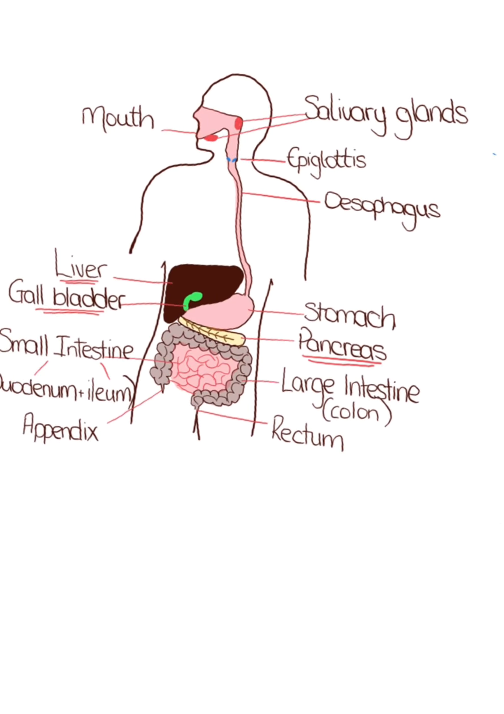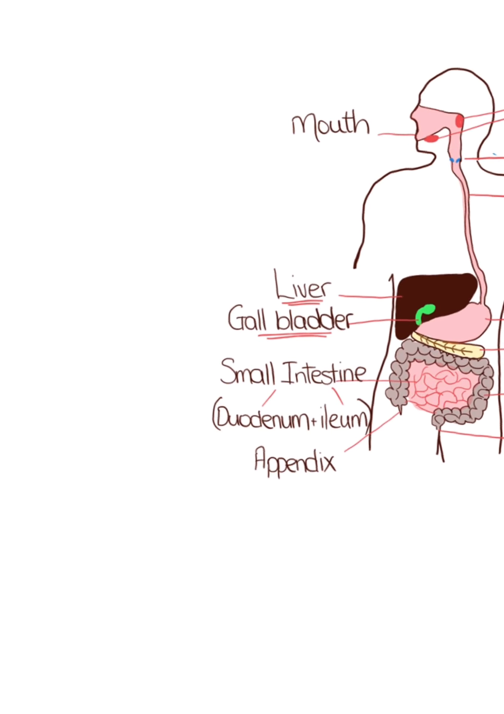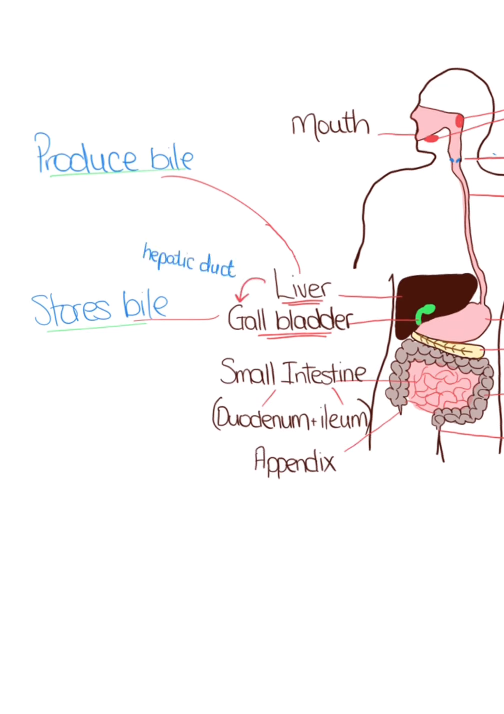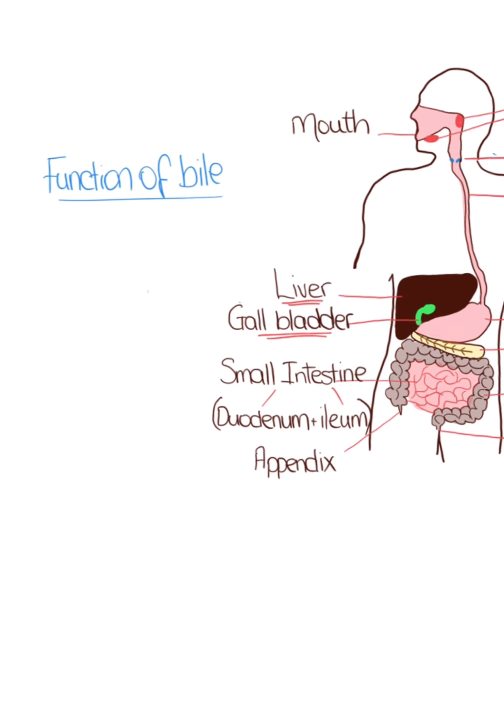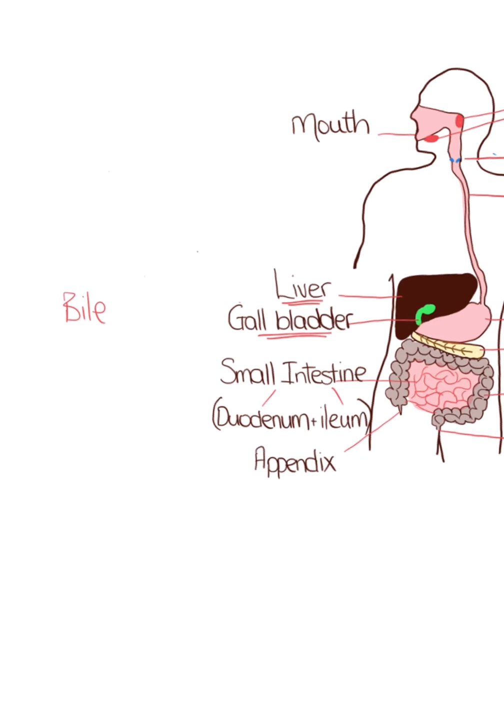The liver is the largest internal organ. It is located above the stomach and it has many functions. One of the functions of the liver is to produce bile. Bile is composed of water, bile salts and the remains of damaged red blood cells. Bile is stored in the gallbladder and it is transferred to the gallbladder via the hepatic duct. The function of bile is to emulsify or break down fats and to neutralize chyme. Bile enters the digestive system at the duodenum, the first section of the small intestine, via the bile duct.